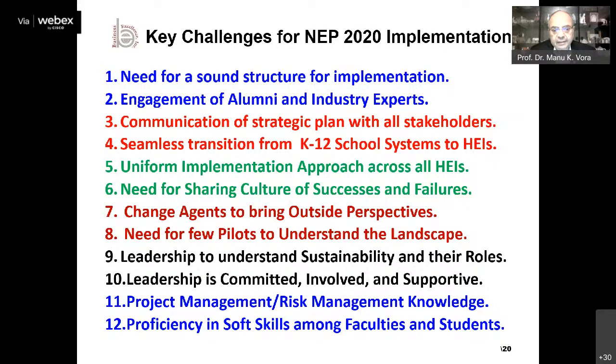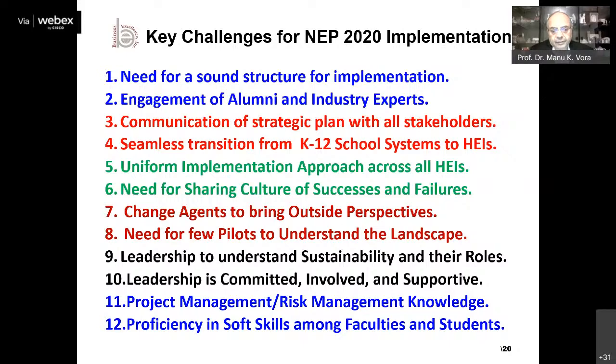Again, item 7 talks about getting change agents to come in to bring outside perspectives. And the best part I had suggested was that the 9 different institutes involved in formulation of the implementation plan could start a few pilots, understand the landscape, what works and what doesn't work, and help tighten up the implementation plan. Now, items 9 and 10 are the most important challenges: the leadership at the institute must understand what sustainability is and what role they need to play. They need to be committed, involved, and supportive throughout the transformation journey for getting it done in 15 years.